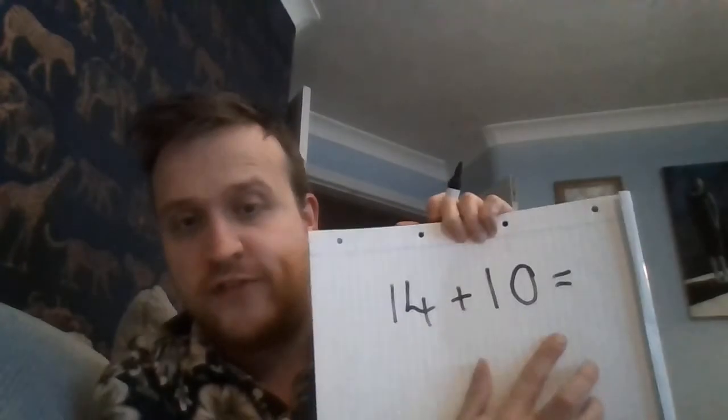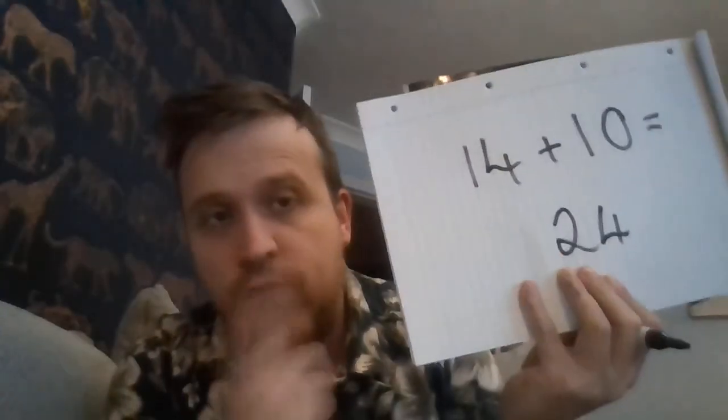Okay, looking to the next question then. What is 14 after 10? After means counting up, so it's an addition. So it's literally 14 add 10. I don't have any ones to add, so I'm just going to literally take that 10 and put it into the tens there, and that would give me the answer 24. 14 and 10 is 24.